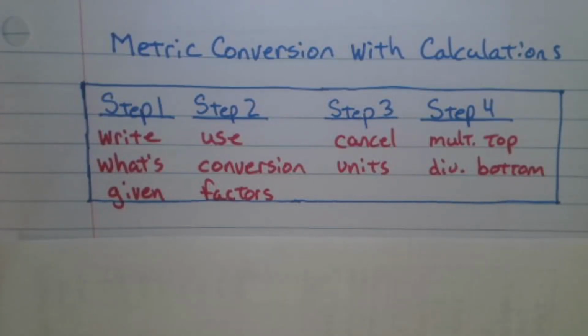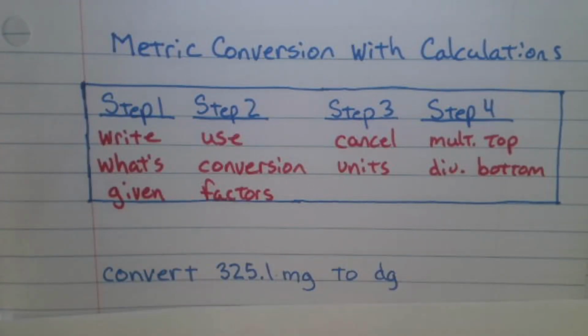In this video, we're going to take metric conversions to the next step by calculating. So remember, when you're doing your dimensional analysis, first step is to write what's given. Second step is to use your conversion factors. Third step is to cancel units, and then the final step is to multiply by what's on top, divide by what's on bottom. In the example, we have 325.1 milligrams that we're going to convert to decigrams.